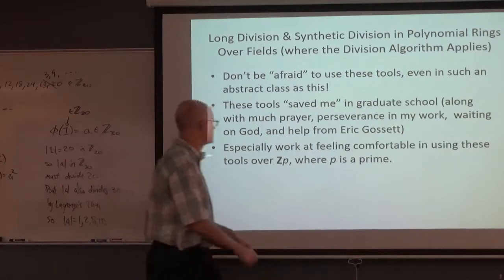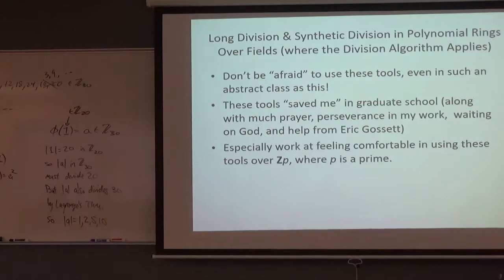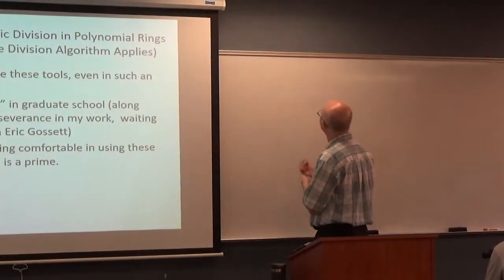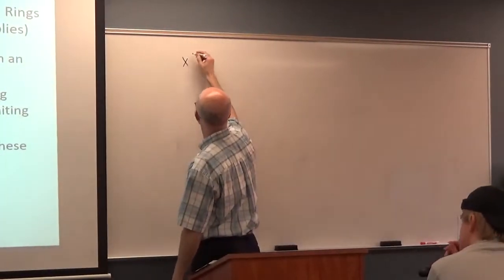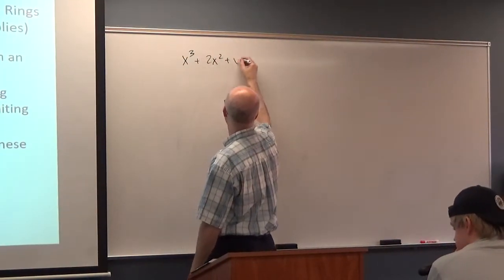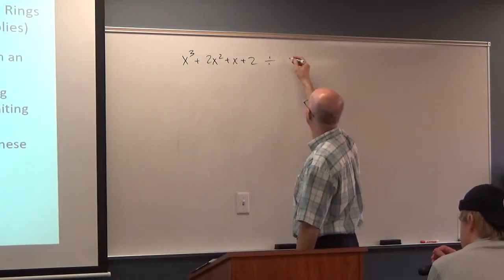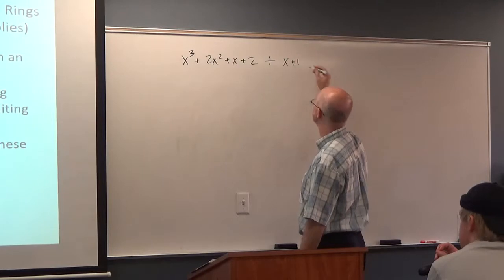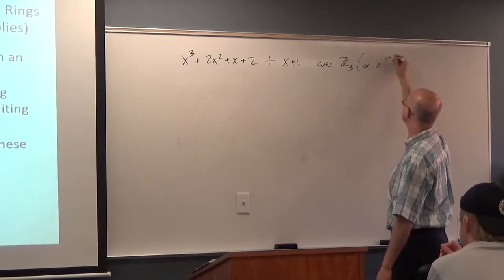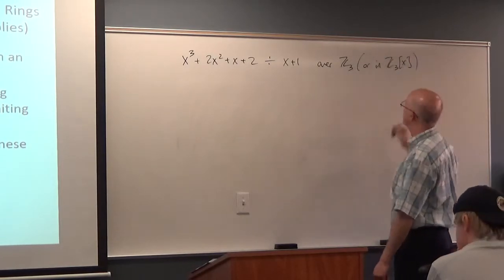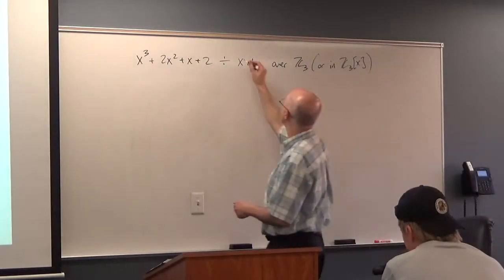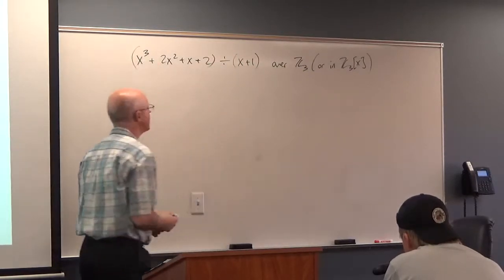Especially we're feeling comfortable using these tools over Zp, where p is prime. Let's do an example. I'll go ahead and write it as a division. So we want to take x cubed plus 2x squared plus x plus 2 and divide it by, oh, how about x plus 1 over Z3, or in Z3[x], which is a situation where the division algorithm applies because Z3 is a field. Let's do it with long division first.